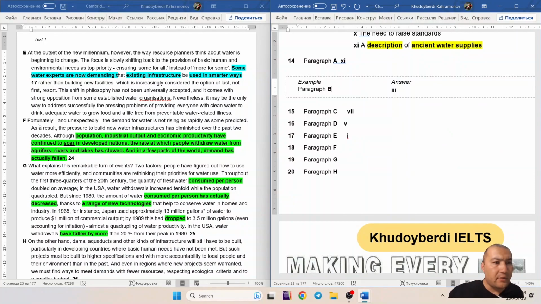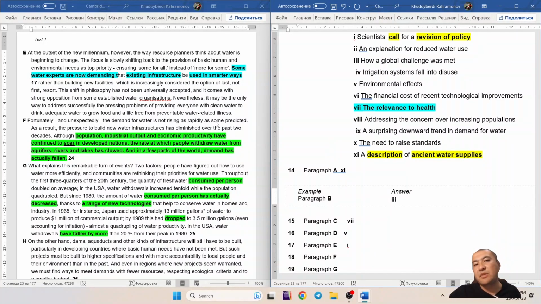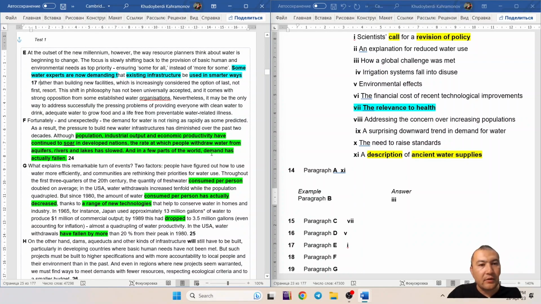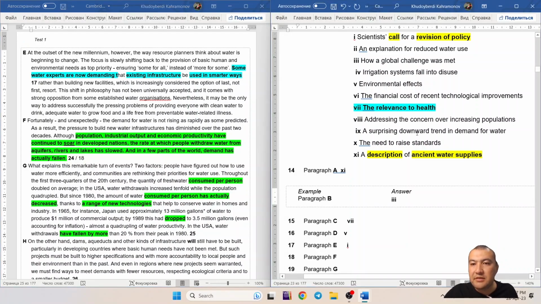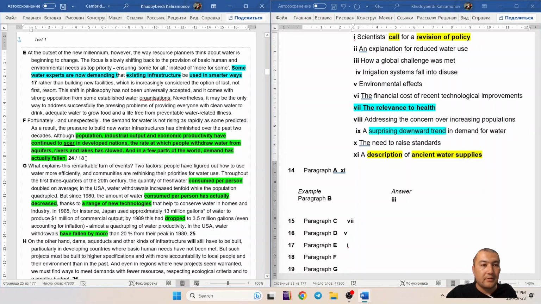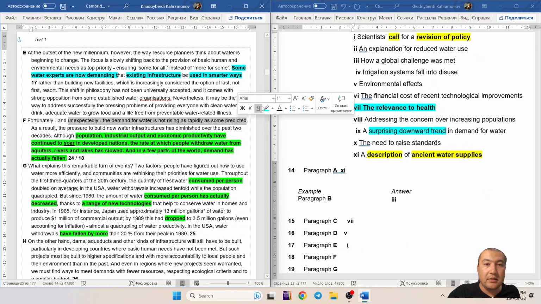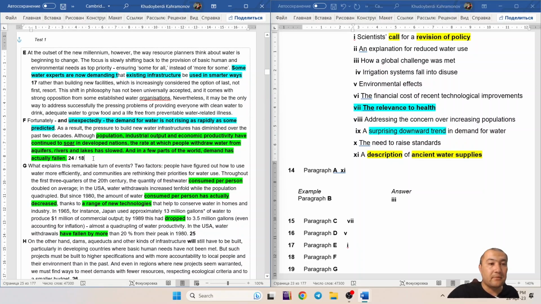It's about paragraph F. Fortunately, unexpectedly, demand for water is not rising as rapidly as some predicted. And in a few parts of the world, demand has fallen actually. So it's also talking about 18, which means surprising downward trend. That's a good one here, because here you can see downward. Downward means decreasing. Here is falling, and here we can see the words not rising. Not rising means falling, declining. There are a number of synonyms.